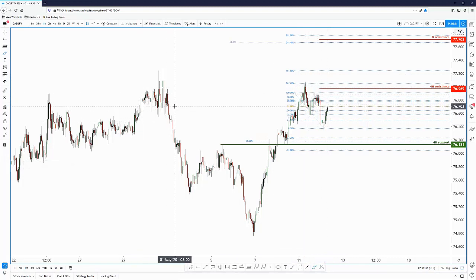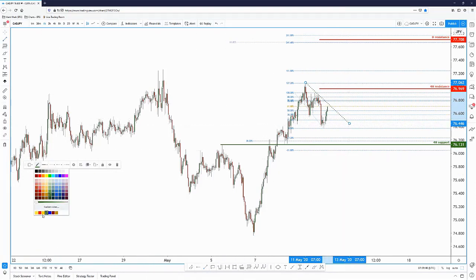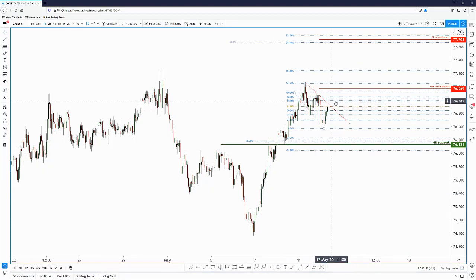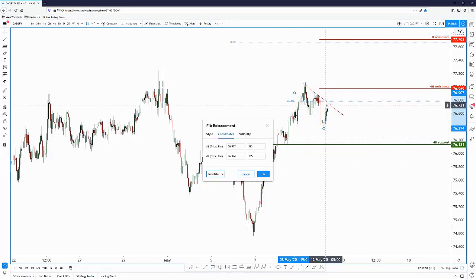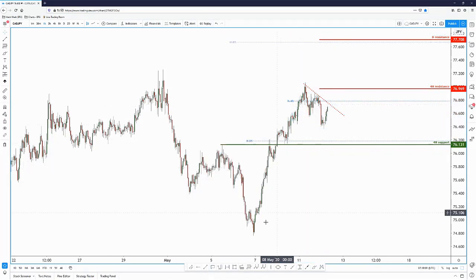What I like to do also is that because price has made all these lower highs, we can connect these tops using a trend line, wait for price to come to the trend line, and then execute a trade. Let's try to touch as many of the candles as possible. It seems like the 76.4 is a nicer level. It's in line with the trend line and price action.